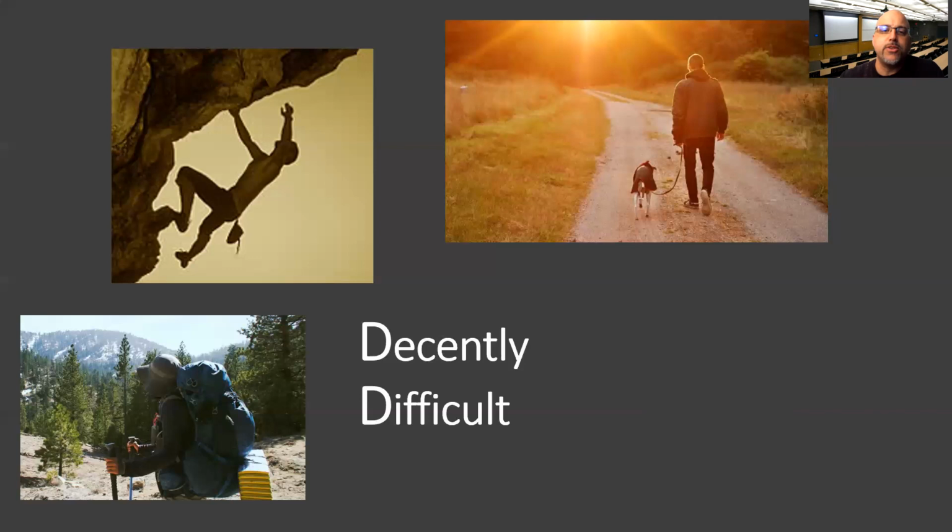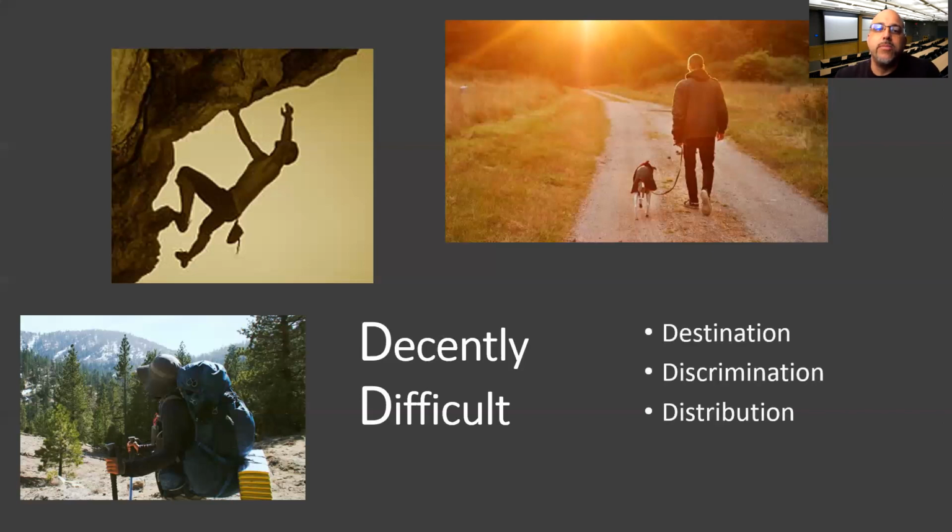So being decently difficult is very important to the validity of an examination. And the three components of this item in the process are destination, discrimination, and distribution. Destination really is looking at the angle, the direction towards mastery. To what extent do we want, or are we aiming for, students to perform at? Is this a criterion referenced exam or a norm referenced exam?